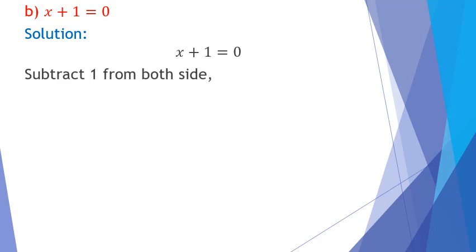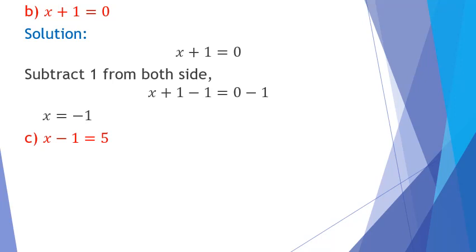Next, question number B, x plus 1 equal to 0. How to remove this 1? By subtracting 1 from both sides. So we can write: subtract 1 from both sides. We get x plus 1 minus 1 equal to 0 minus 1. In the LHS, plus 1 and minus 1 cancelled. So LHS becomes x only. 0 minus 1 equal to minus 1. So x equal to minus 1 is the solution.